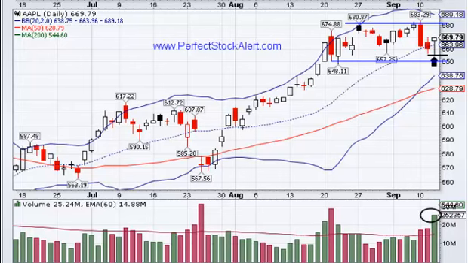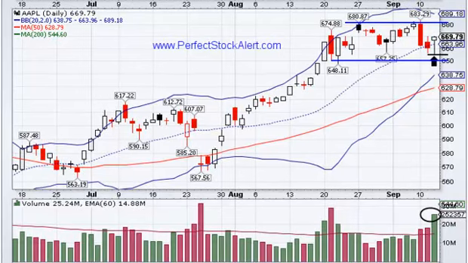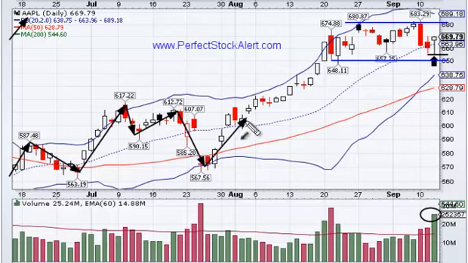Today is Wednesday, September the 12th, 2012. We'll be looking at Apple Incorporated today. Ticker symbol is AAPL. You can see it right here. We're looking at the 3-month chart. Obvious direction here is clearly to the upside. We've been seeing that for a while.